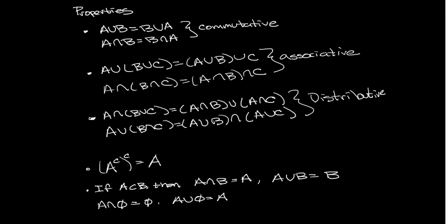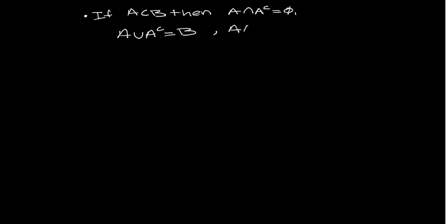The last two, again, if A is a subset of B, then A intersected with A complement is the empty set, A union A complement is B. Here in this complement we are considering the complement in relation to the set B. A intersected with A is just A, and A union A is just A.